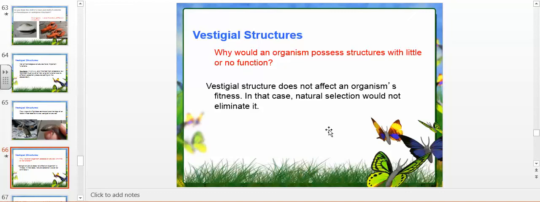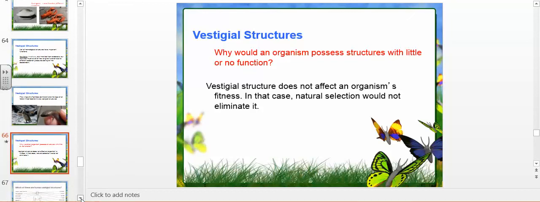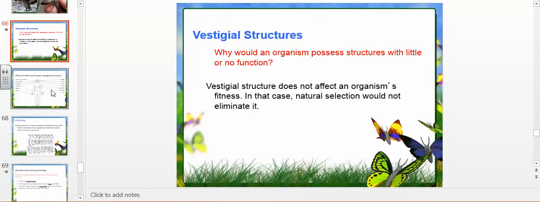So why would an organism have structures with little or no function? Well, first of all, in natural selection, there's no reason to have it, but there's also nothing selecting against it. So there's nothing in natural selection that would eliminate an organism with that. And obviously, if the structure does not affect the organism's fitness, it could still very well be around.